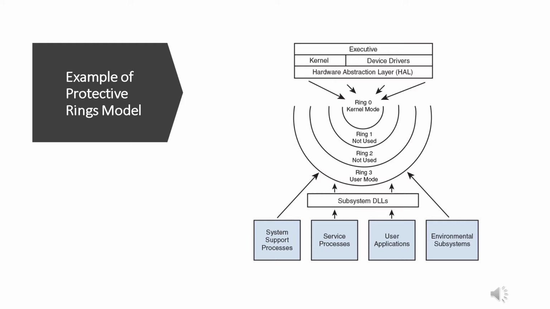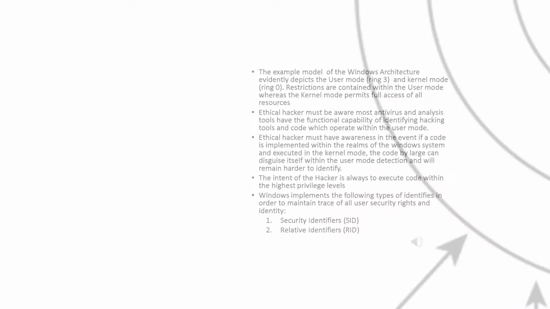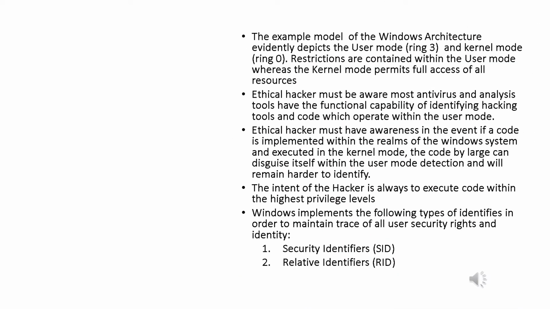Example of protective rings model. The example model of the Windows architecture depicts the user mode ring 3 and kernel mode ring 0. Restrictions are contained within the user mode, whereas the kernel mode permits full access to all resources. An ethical hacker must be aware most antivirus and analysis tools have the functional capability of identifying hacking tools and code which operate within the user mode.